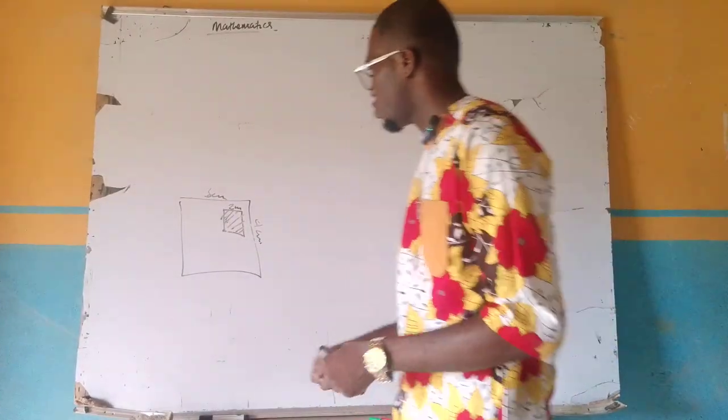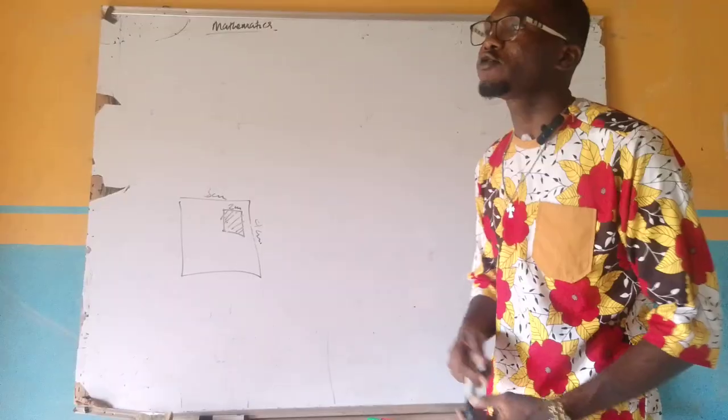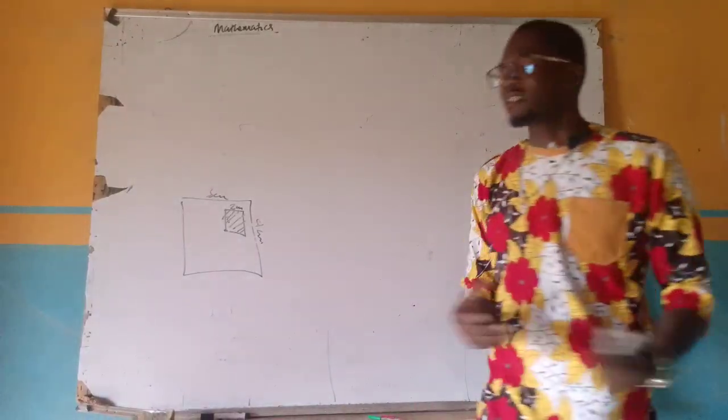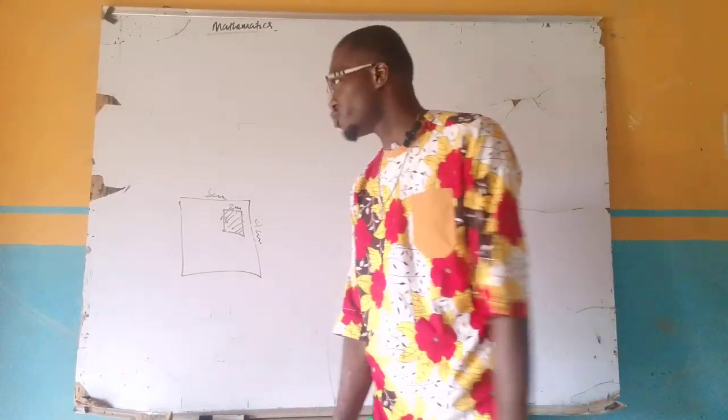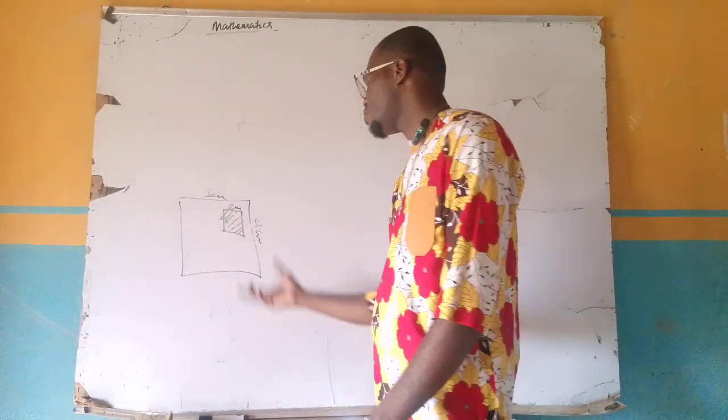Let's tackle this other one. Now for this type, what they usually ask us to do is find the area of the shaded part and the non-shaded part. We already know how to find the perimeter of these shapes. They are just two squares.